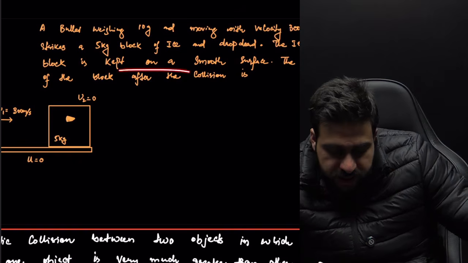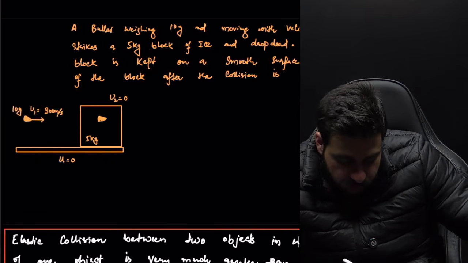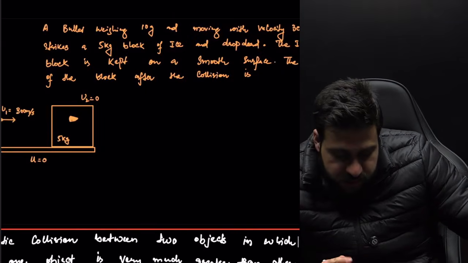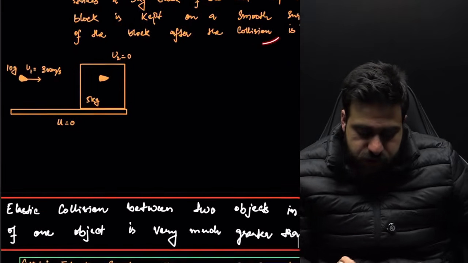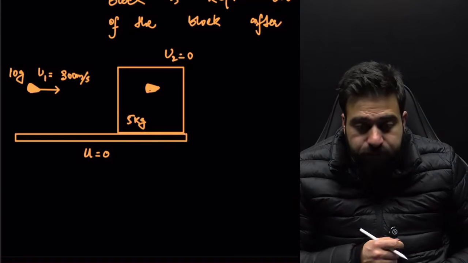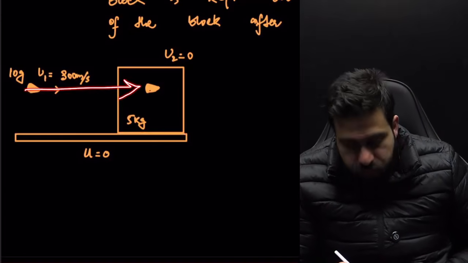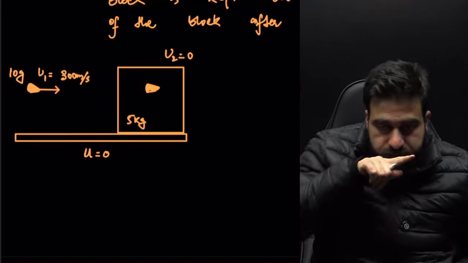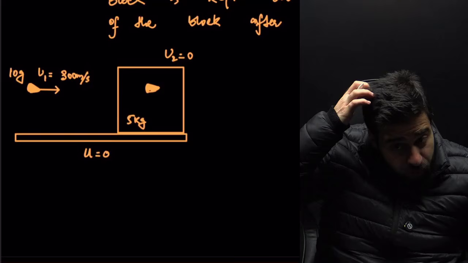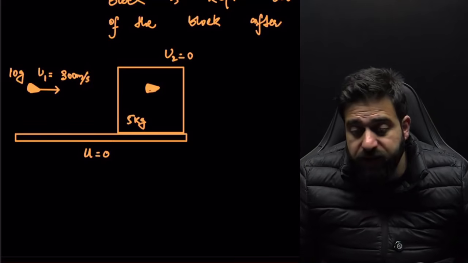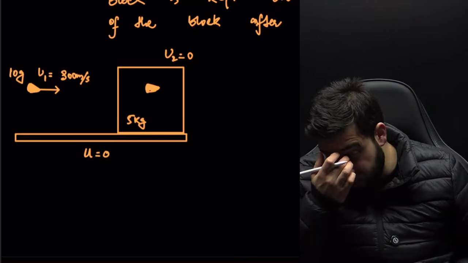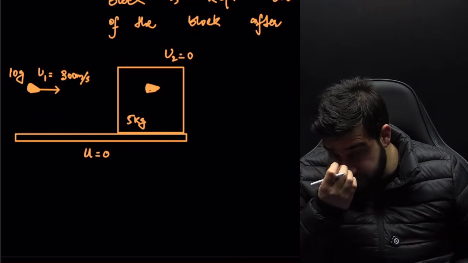The ice block is kept on a smooth horizontal surface, which means the coefficient of friction is 0. The speed of the block after the collision is? Since the coefficient of friction is 0, no friction is going to hold the block. So when the bullet goes inside, the block starts moving. We are supposed to find out with what velocity the block is going to move in this particular case.